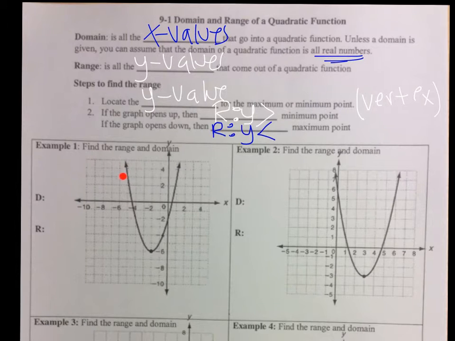So if we look at example 1, we have this parabola that's opening upwards. Let's just start here at the vertex. If we start at the vertex, we see that the x value is -2. So -2 is part of our domain. And if we keep on going, -3 is also part of our domain. Anywhere between -4, -5, -5.5, -6.